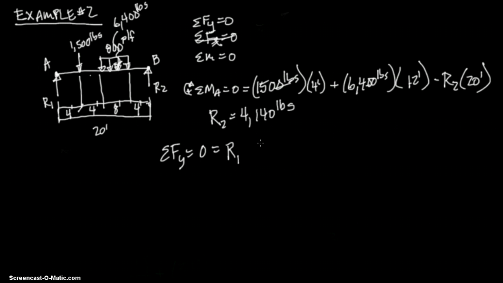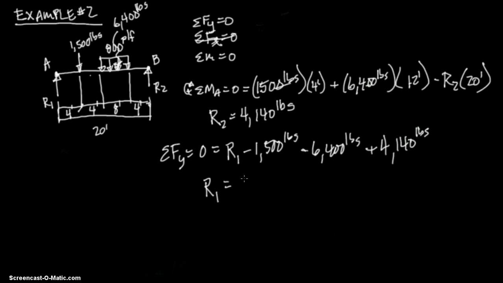So we have R1, we have negative 1,500 pounds, we have a negative 6,400 pounds, and then we have a positive R2, which we know is 4,140 pounds. Let's go ahead and add up what we have here. We have a negative 1,500, a negative 6,400, and a positive 4,140. That's going to give us negative 3,760, and you add 3,760 to both sides.